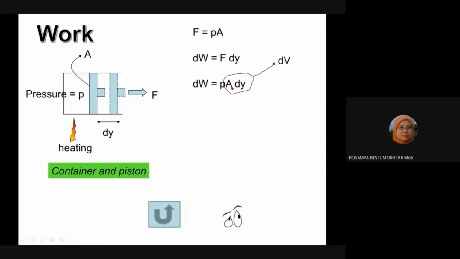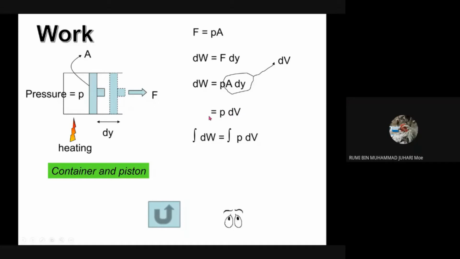Then area times dy here is volume. There is a change in volume because the cross-sectional area is constant, but the distance changes. So the volume also changes, and we call this dV. Area times the distance gives you volume. So we write P dV. Next, we integrate both sides.